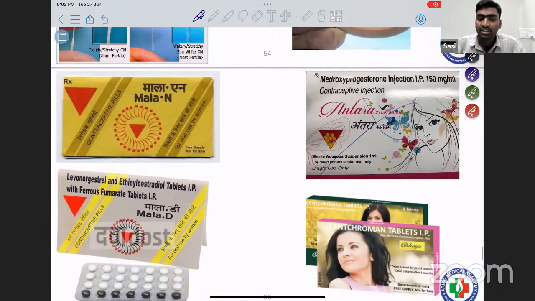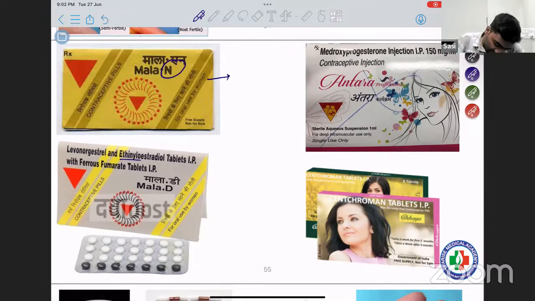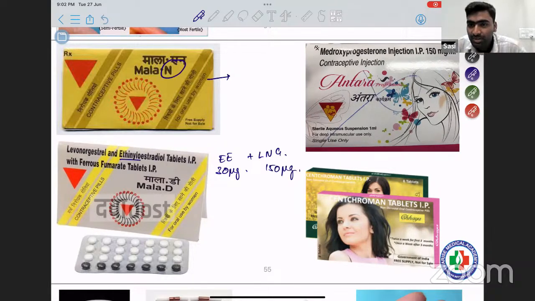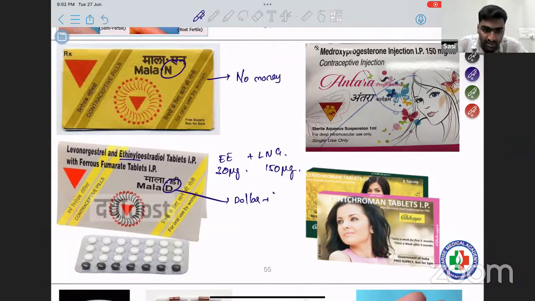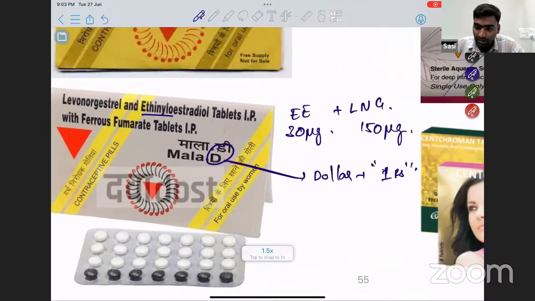Next, we'll move on to a few types of hormonal contraceptives. You just remember Mala N. If there is an N, like both of them, they contain both ethinyl estradiol along with levonorgestrel. Ethinyl estradiol is 30 microgram, and levonorgestrel is around 150 microgram. Both of them contain the same, but the difference comes with N and D. N means no money, and D means dollar. Remember as dollar, or it's sold for 1 rupee. Please remember.